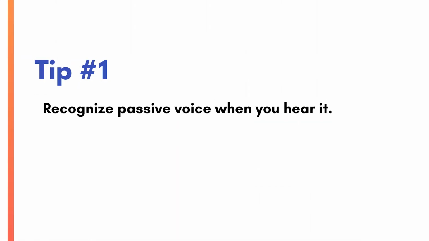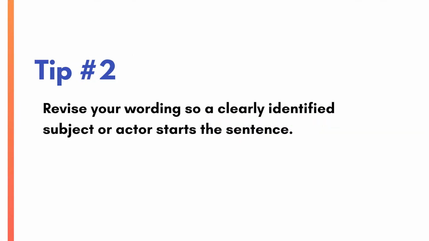First, you have to recognize passive voice when you hear it. If you're ever practicing your own stories and they feel as if they lack that edge, you might be using passive voice. Be on the lookout for it. Second, revise your wording so a clearly identified subject or actor starts the sentence. Anytime I have a troublesome story in a presentation or in my writing, I almost always notice I need to put this subject first. As long as the subject comes first and the verb comes next, the rest of the sentence, called the object, will fall into place.